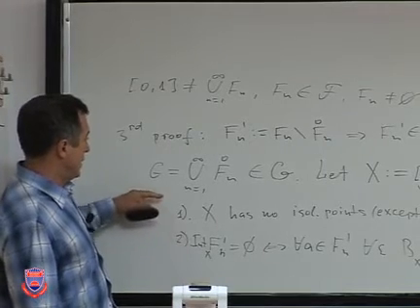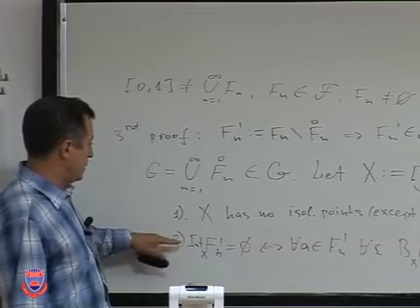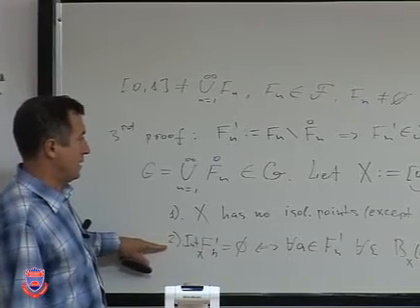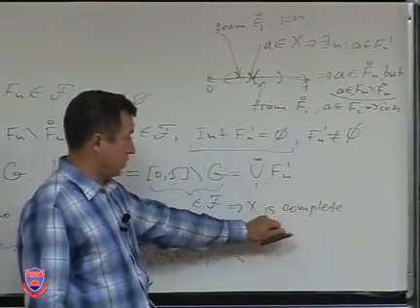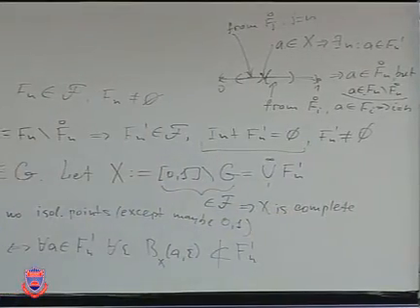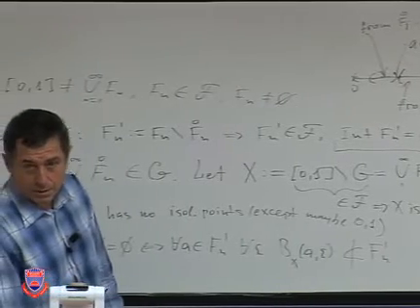So we proved that X has no isolated points. We proved that all the sets Fn are really closed sets. Therefore, we have that X is of the first category. It's impossible since X is a complete space, a contradiction to the Baire theorem. Okay?